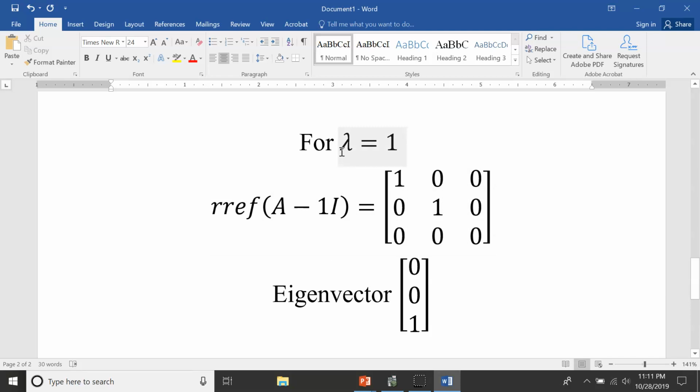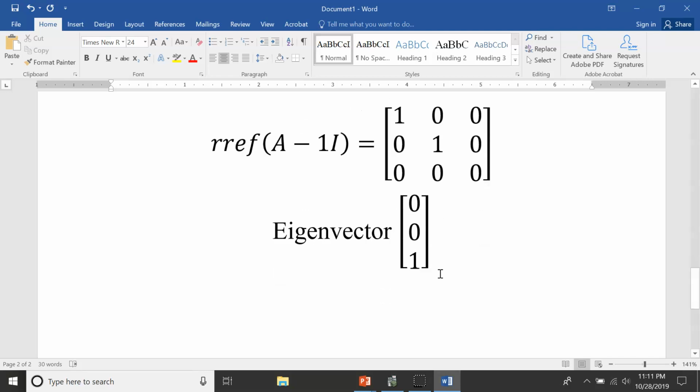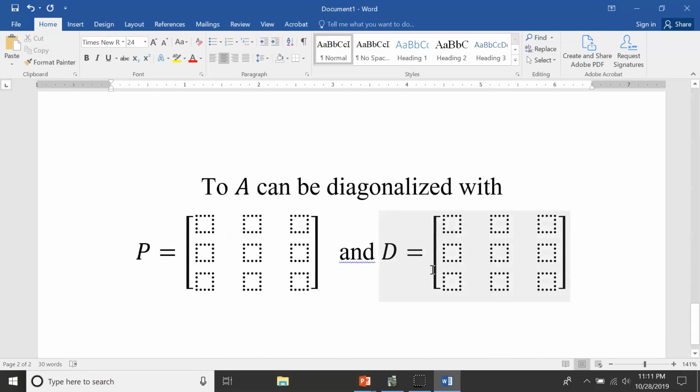Well, for the eigenvalue of 1, when you go A minus 1I, it row reduces to this, free variable x3, but x1 has to be equal to 0, x2 has to be equal to 0. So for eigenvalue 1, the corresponding eigenvector is 0, 0, 1. Now, that means A can be diagonalized.